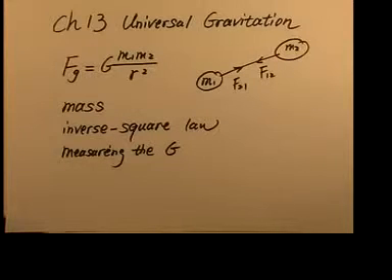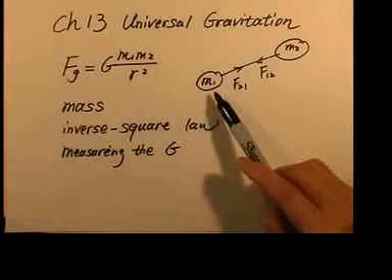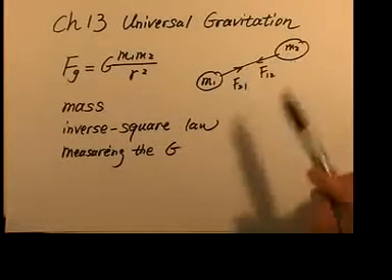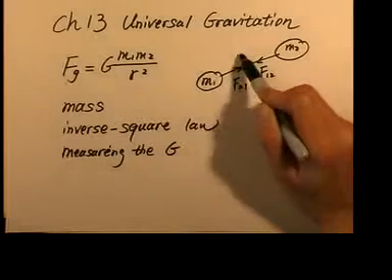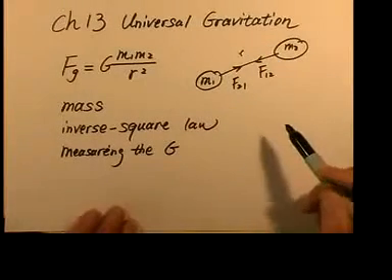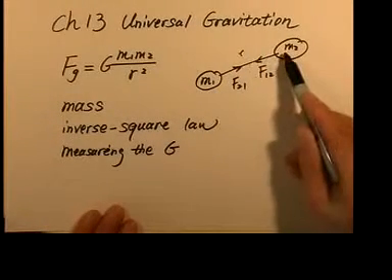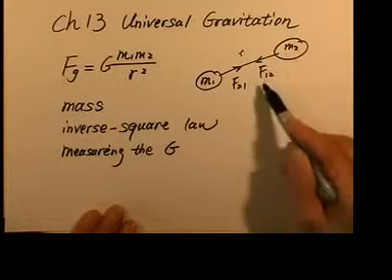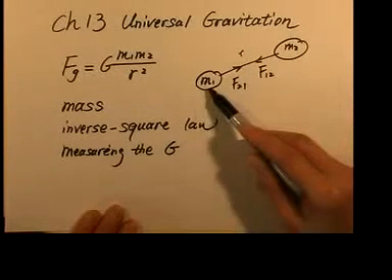Newton's law of universal gravitation states that every particle in the universe attracts every other particle with a force that is directly proportional to the product of their masses and inversely proportional to the square of the distance between them. For example, if we have two particles of mass m1 and m2, with a separation of r, mass m1 will attract mass m2 by a force we name F12. That is a force 1 to the 2.